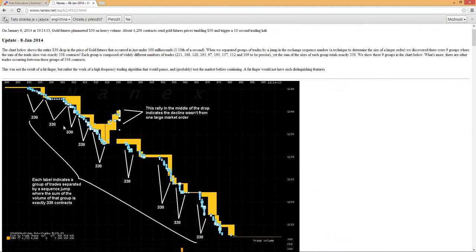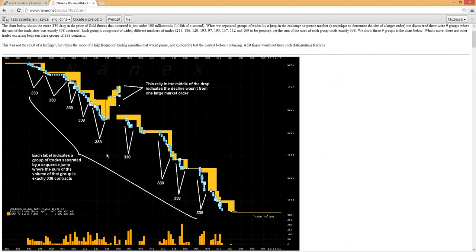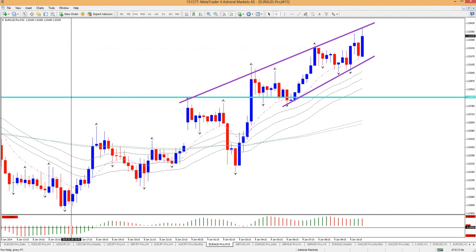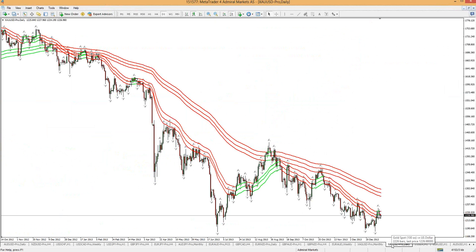So it has a drop. Each of those were 338 here. And then it had a rally, and the rally in the middle of the drop indicates the decline wasn't from one large market order. Very interesting. So yeah, you want to be careful sometimes with gold and its movements.